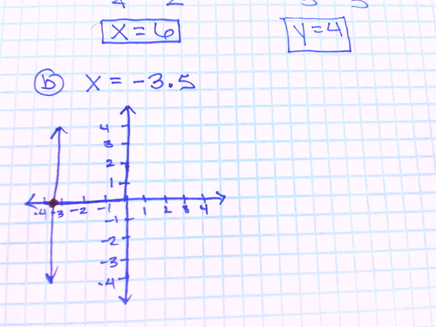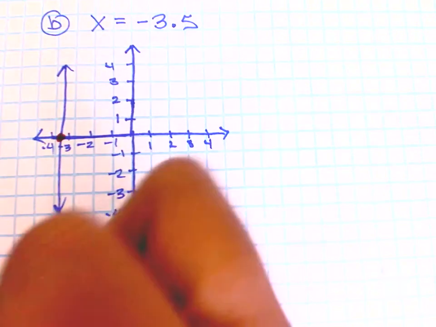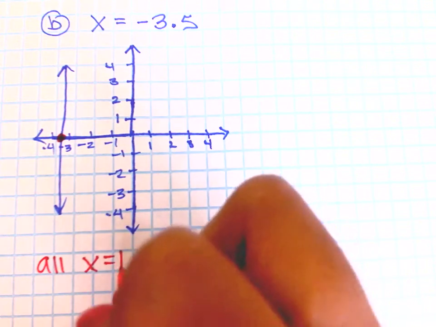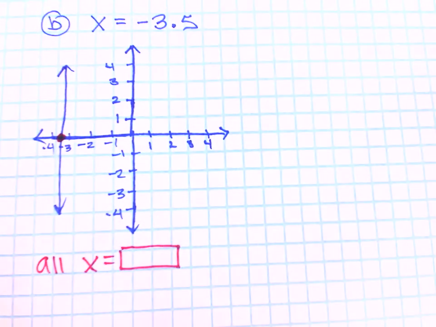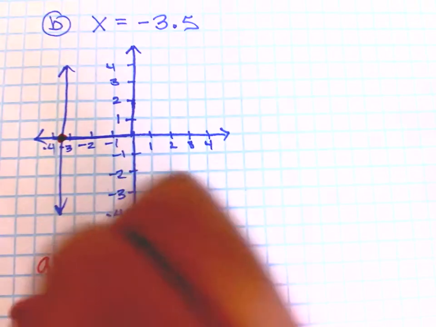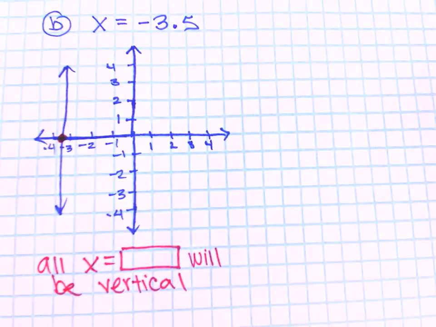So, make yourself a little note on the bottom. All x equals blank, whatever it equals, will be vertical. Write yourself that note. If you get anything that says x equals blank, your line's going to be vertical.